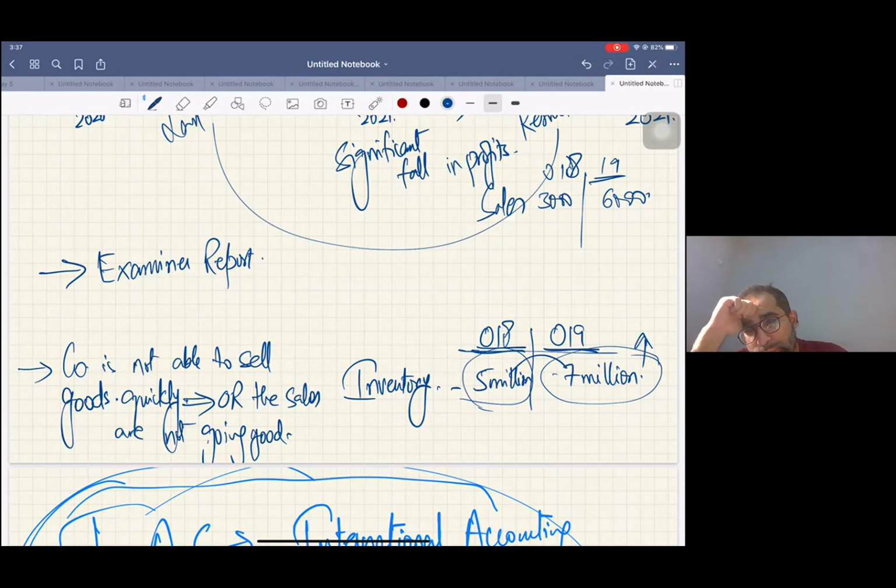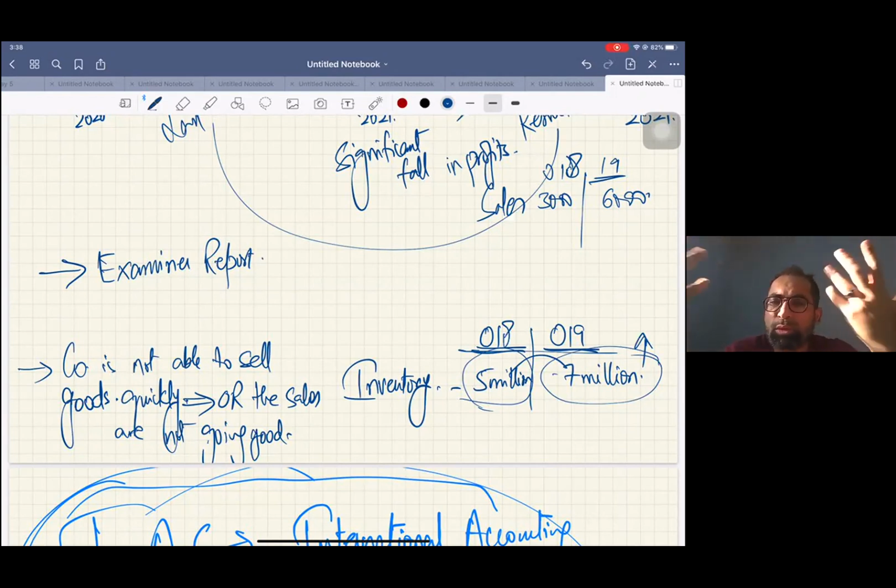So be very careful and do read the examiner report. Even the majority of my position holders, after scoring a position, I sometimes ask students, what did you do? They do many things, including reading the examiner report as well. So don't forget.